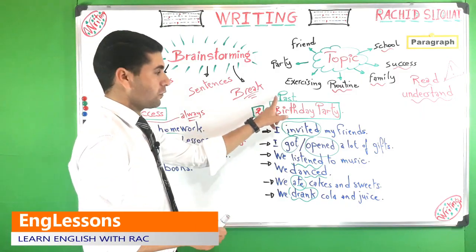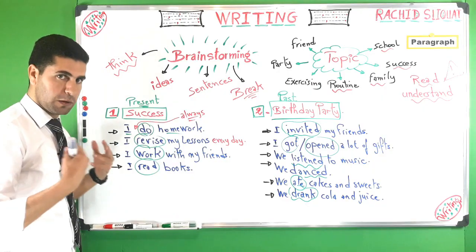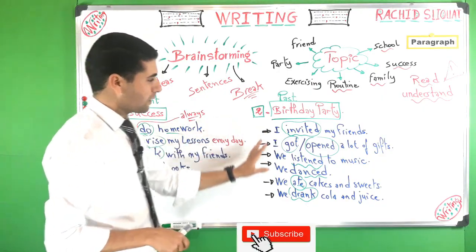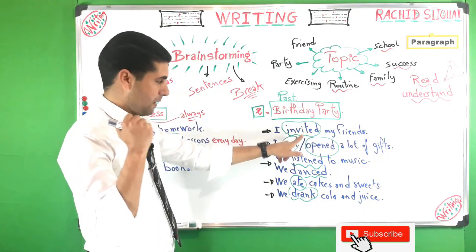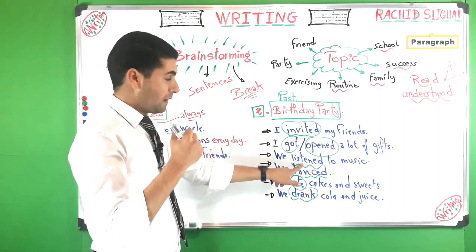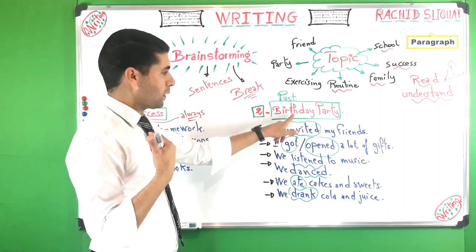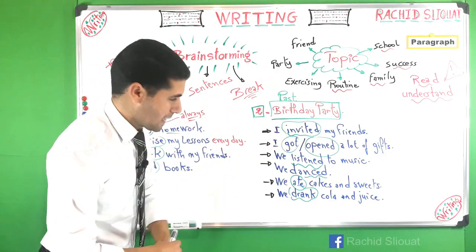So we have to pay attention to the tense. For example, this is present. Success has to do with present. We are talking about present. I do, revise, work, read. But this one has to do with the past, okay, with the past. I invited in the past, got opened, listened, danced, ate, and drank. The past, because we are talking about a birthday party in the past.